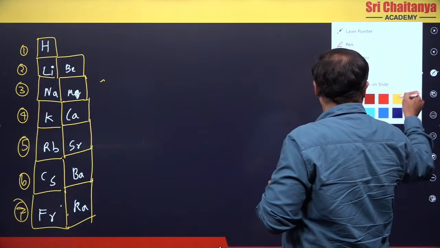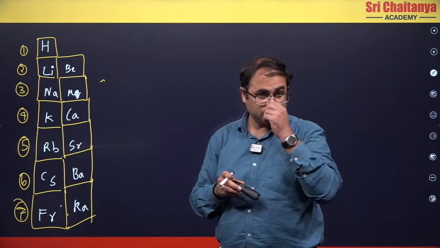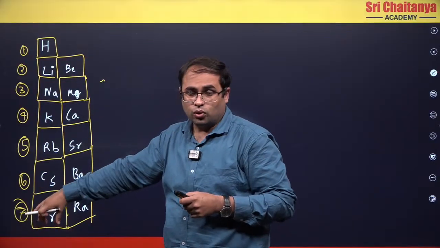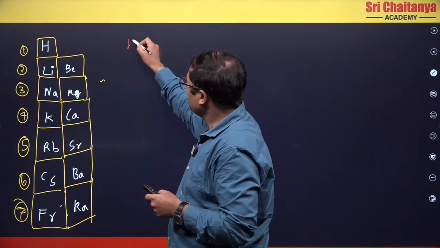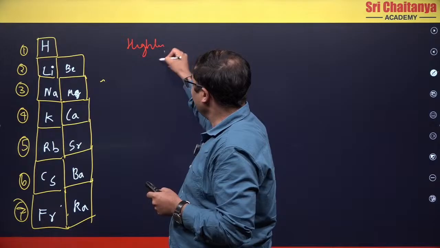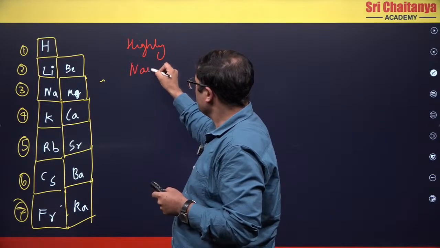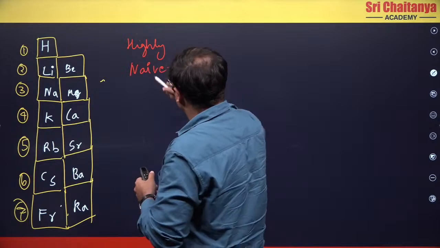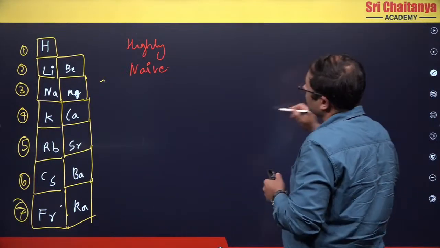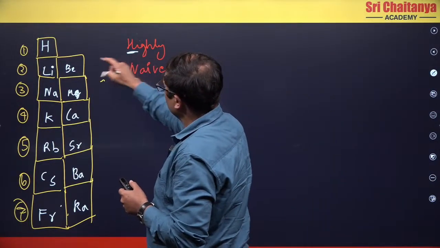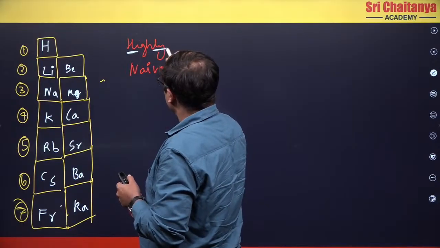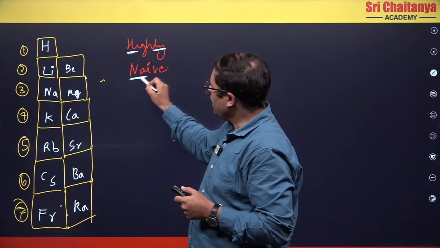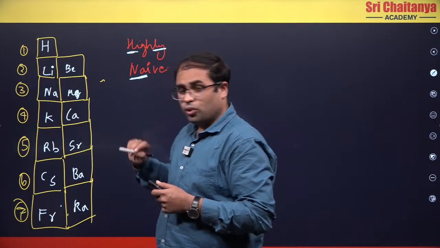Now, what mnemonics was I talking about is, if you want to write this group, you can write highly naive, right? So highly here, this is H for this H, and Li is for Li. So highly naive. So Na is for sodium.